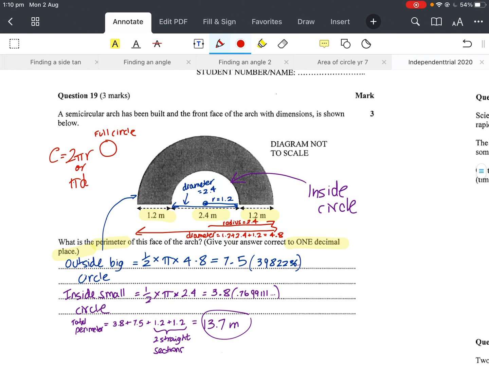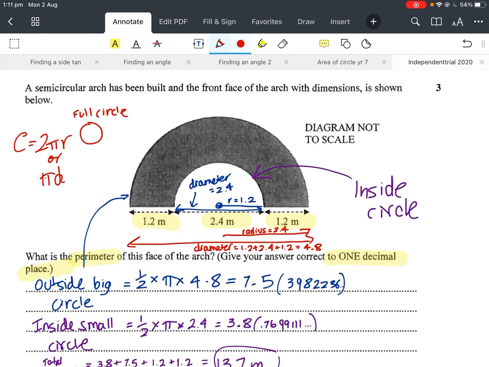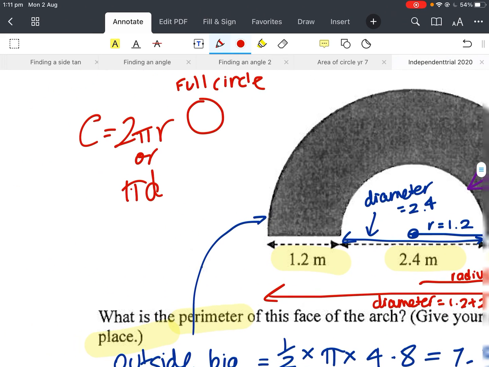Question 19 said, a semicircular arch has been built on the front face of the arch with dimensions as shown below. What is the perimeter? So we have to work out the perimeter. The first thing I did was I wrote down all my formulas. Perimeter formulas are 2 pi r or pi d. You can use whichever ones you want.